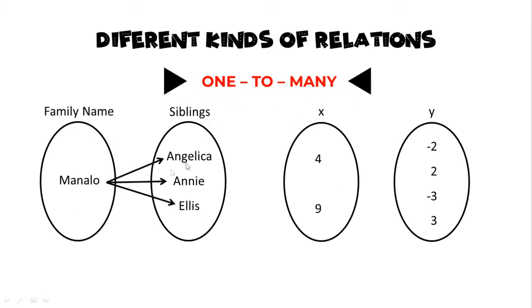Next is one-to-many. So dito naman ang example natin is family name and siblings. So sabi dito, ang family name nila is Manalo, pero magkakaiba sila ng pangalan. So si Angelica, si Annie, at si Ellis ay nagsishare ng common na family name. Next is, on this second example, makikita natin na yung 4 ay nagko-correspond sa negative 2 and 2. Samantala, ang 9 naman ay nagko-correspond sa negative 3 and 3. So, ang example na ito ay tinatawag na one-to-many relation.